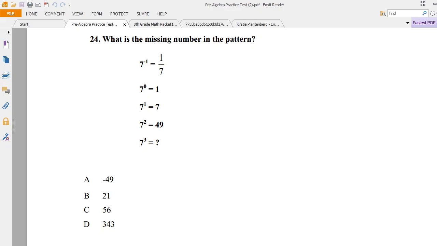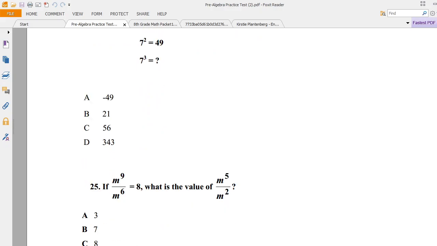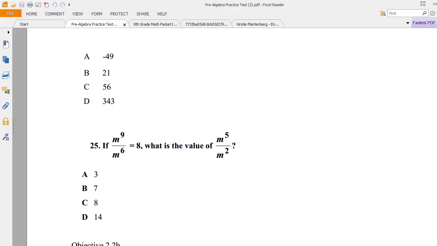So 7 times 7 is 49. 49 times 7. 7 times 9 is 63, so 3 and carry 6. 7 times 4 is 28, plus 6 is 34. So that's 343. I think 343 is the answer. So the answer is D, 343.